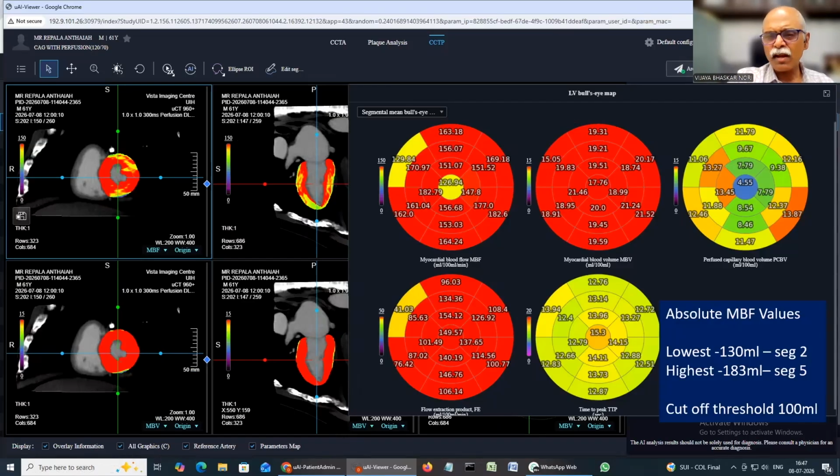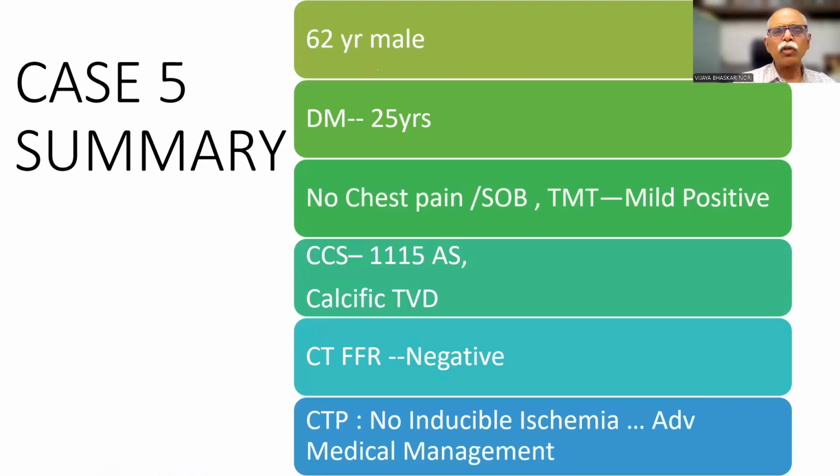CT myocardial perfusion done, all the myocardial segments show myocardial blood flow above the threshold of 100 ml per minute. So that means, in spite of showing severe calcific triple vessel disease, that is a false positive severity. CTFFR values are normal. That means CTFFR is giving a normal value here. CTFFR is giving an accurate value, and CT myocardial perfusion also is accurate, showing that there is no myocardial segment which is less than 100 ml per minute. That means there is no hemodynamic stenosis. So the patient was put on medical management.